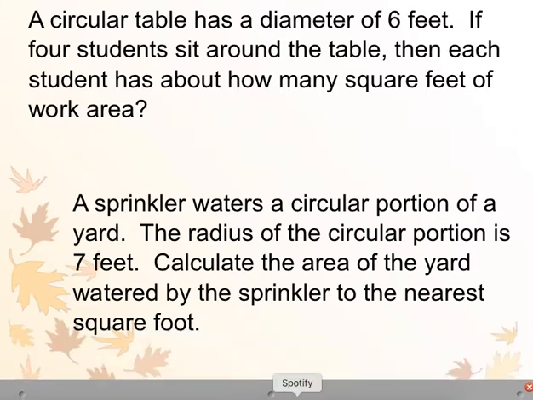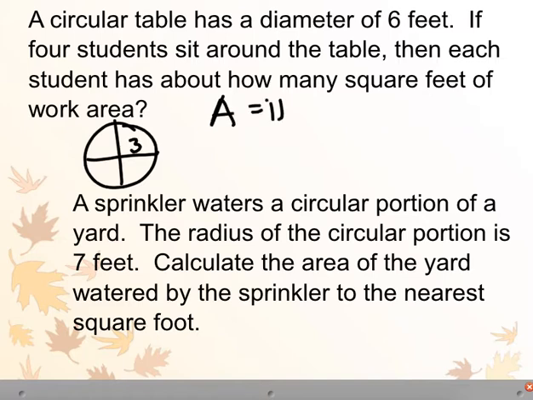So, if we are looking at some of these word problems, a circular table has a diameter of 6 feet. If 4 students sit around the table, then each student has about how many square feet of work area? So we have this circular table, and we need 4 spots. The diameter is 6, which means my radius is 3. So I'm going to find the area of the total thing by using pi r squared and saying that I have 3.14 times 3 squared, which gives me 9 times 3.14.